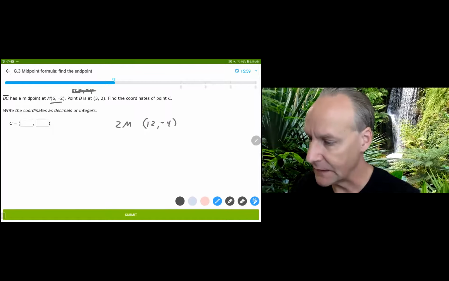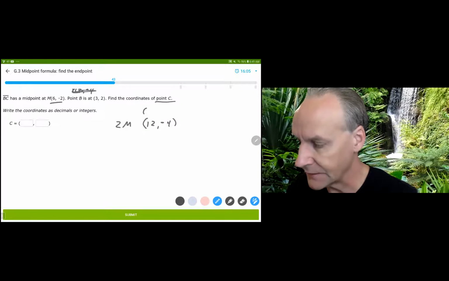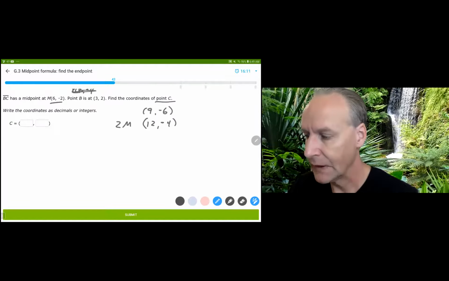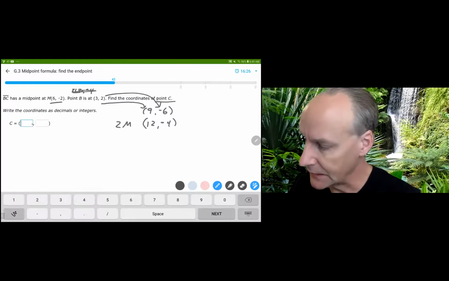Now, this happens to be the same as the sum of my x's and the sum of my y's. And I can see that for point C, I need to add it to point B and get the 12, -4. So I need a 9 and a -6. This is much easier for me. Can everybody see that 3 plus 9 is 12, and 2 plus the -6 is -4? So I'm kind of simplifying all of the steps in my head a little bit, and I get 9, -6.